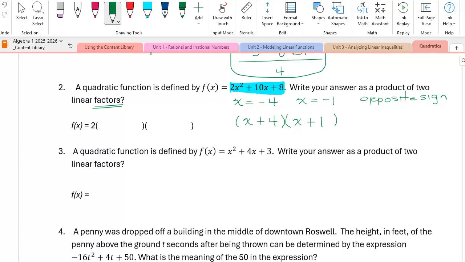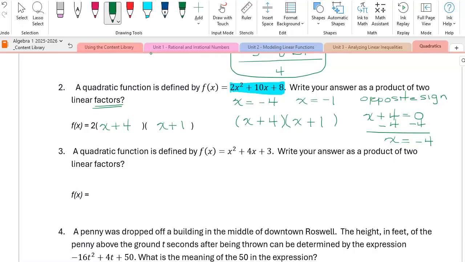Now, why did I do that? Let me show you. If I set x plus 4 equal to 0 and I solve for x, I'm going to subtract 4 from both sides, and I end up with x equals -4. Look at that. I end up with the same solution that I started with. That is why you change the signs. So in these 2 sets of parentheses will be x plus 4 and x plus 1.